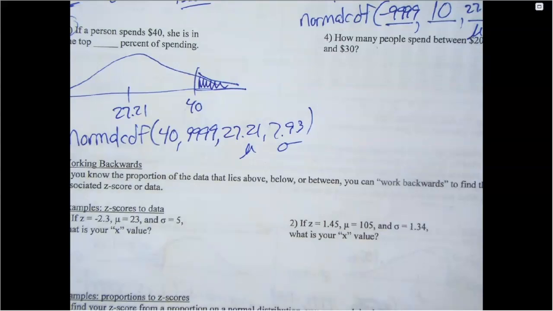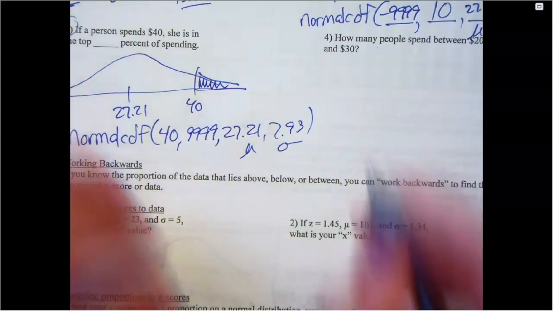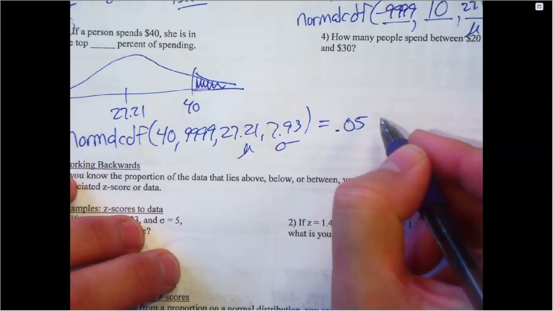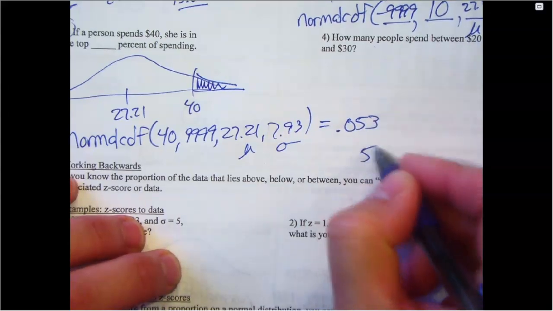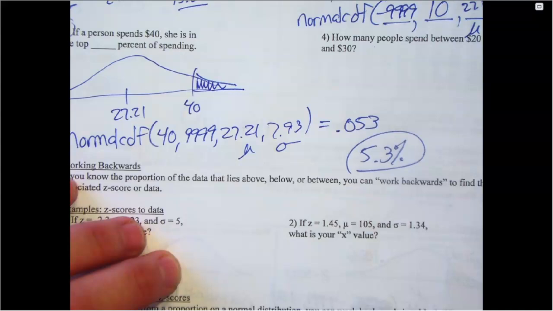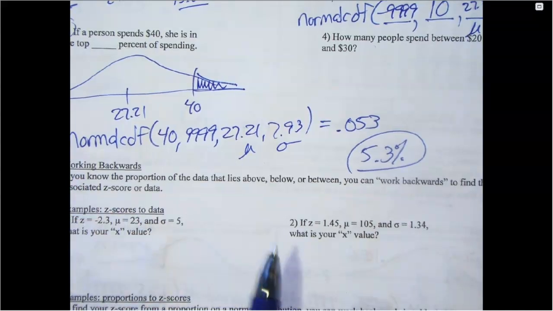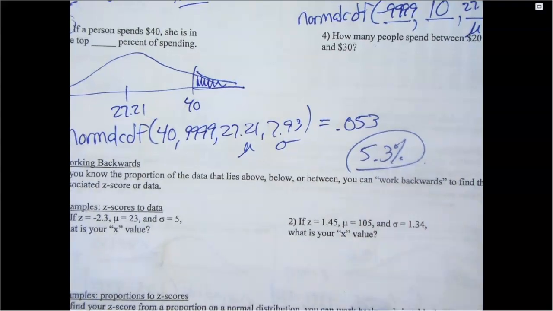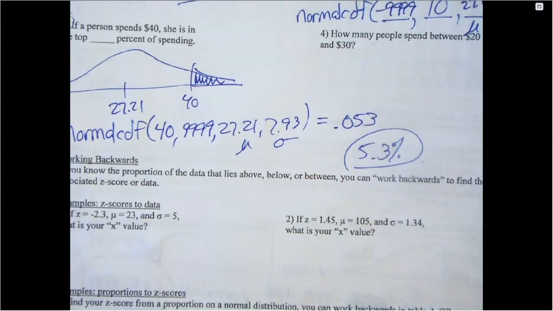Label: mean, standard deviation. So I get like 5.3%. Does that make sense, what I did? You guys get the same? Let's just make it 5% just for the sake of talking about it. If you were in the top 5%, you are in the blank percentile. 95th, right? So just realize those are like opposites.